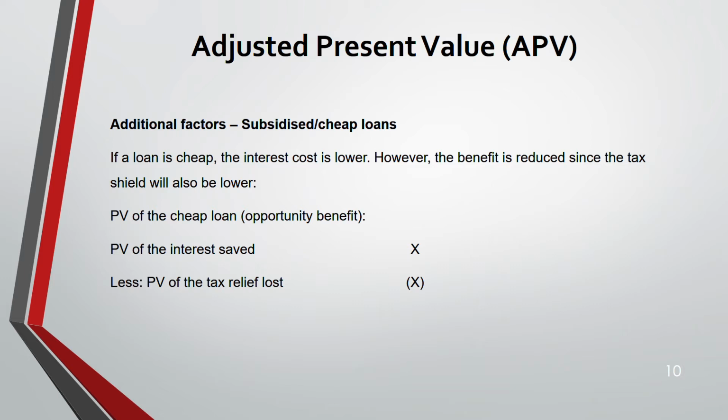On the one hand, you are earning a benefit because you're saving the interest. On the other hand, you're losing because tax relief is lost, right? You need to find the present value of both and deduct. And the final amount is the present value of the cheap loan. That's what we need for our APV calculation.